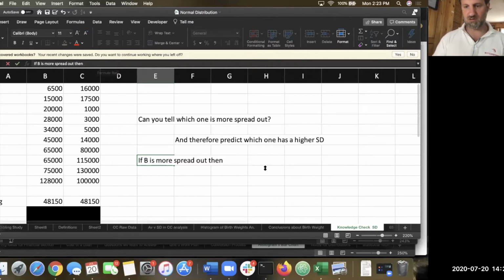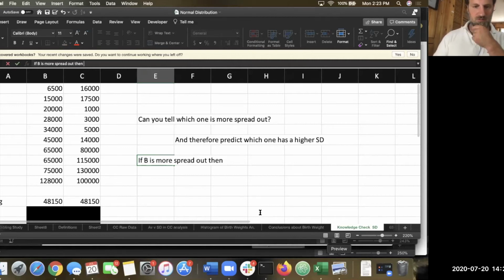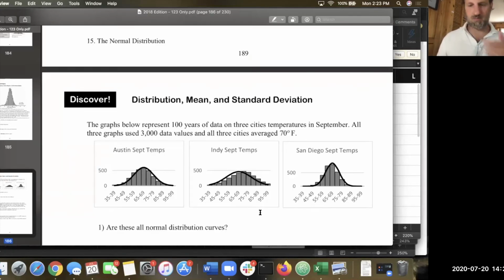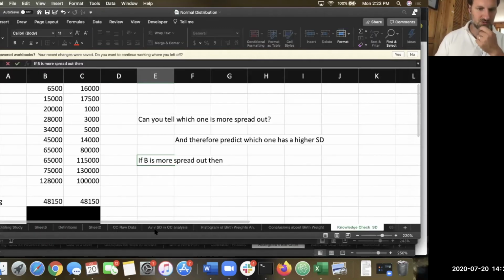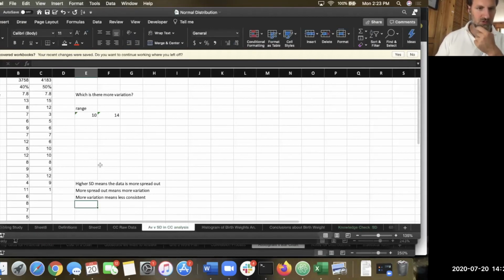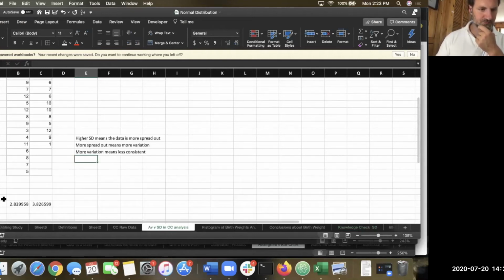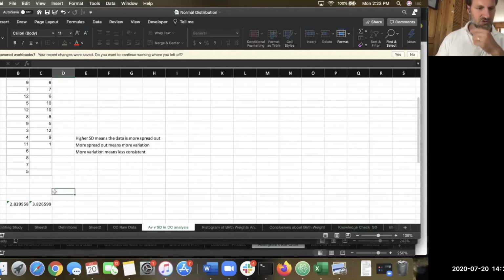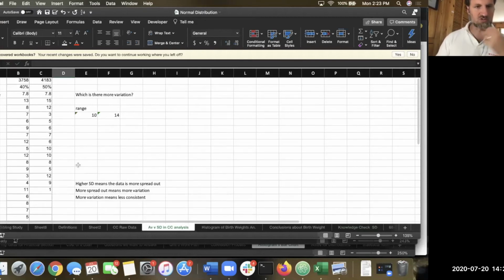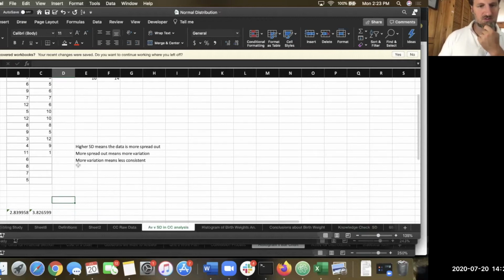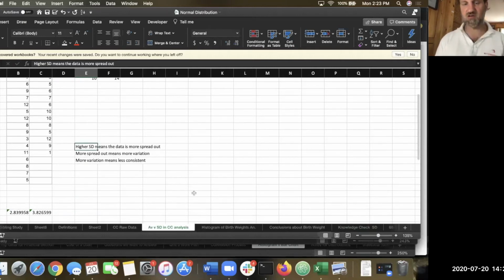Let's go back and look at that picture. Indianapolis was more spread out. What has a higher standard deviation? Or this one. These are my standard deviations. Which one was more spread out, and which one had a higher standard deviation? Well, I guess I said it right there. The higher standard deviation means more spread out.